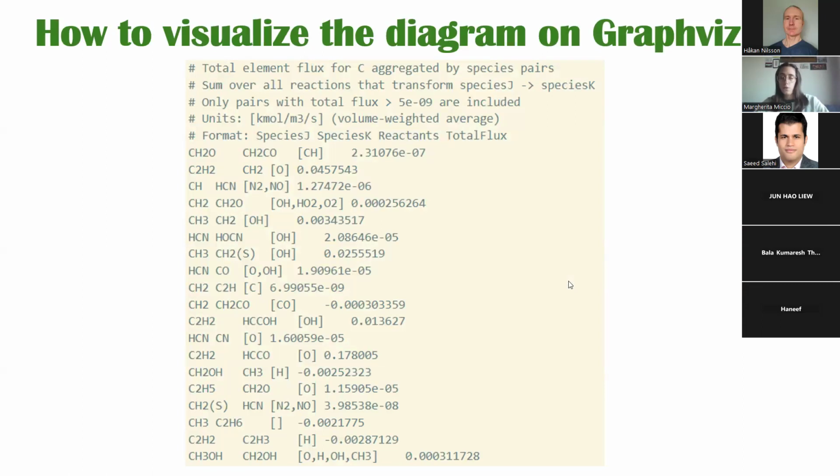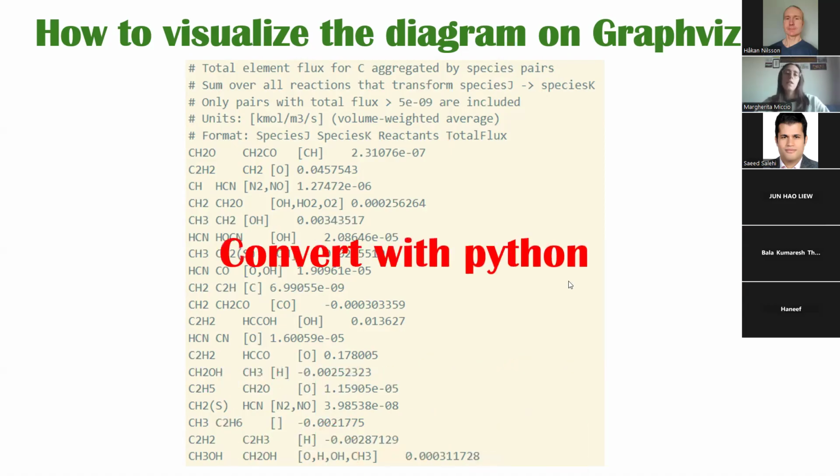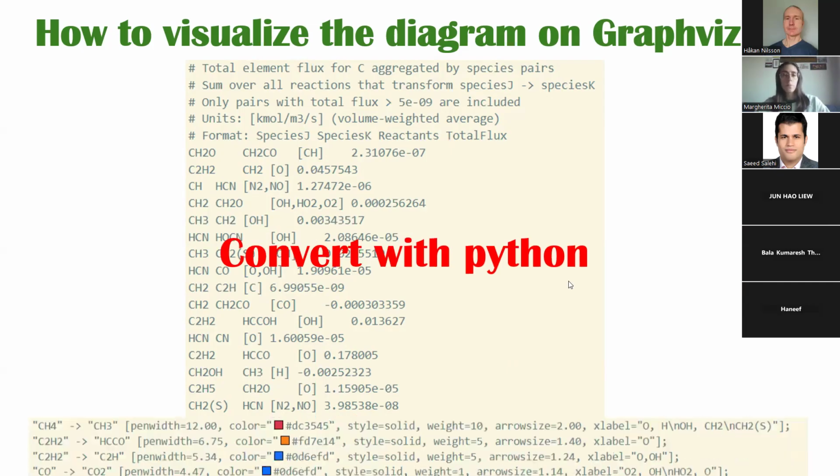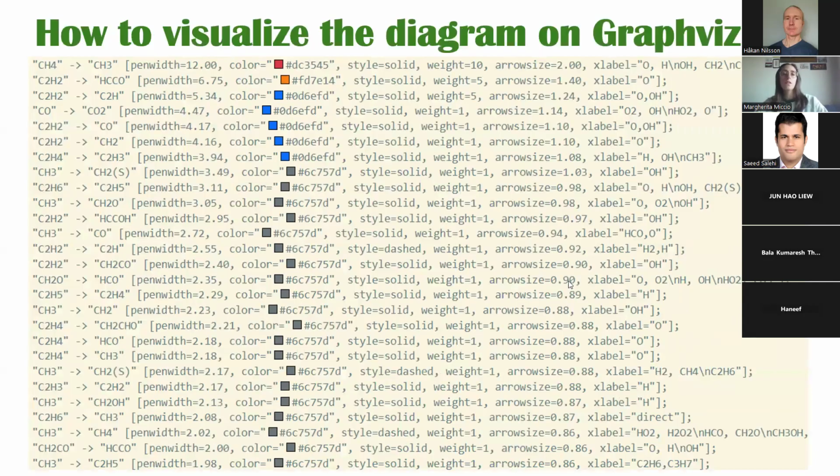Then how can we use it in our utility? We said that from the post-process utility, we have this file as output. Then we decide to convert this with Python to make it compatible with the GraphViz formats. So we create this sort of very complicated file, which I will now explain. We see here the nodes, as before. So we go from the species C2H2 to the species C2H. These are the nodes.